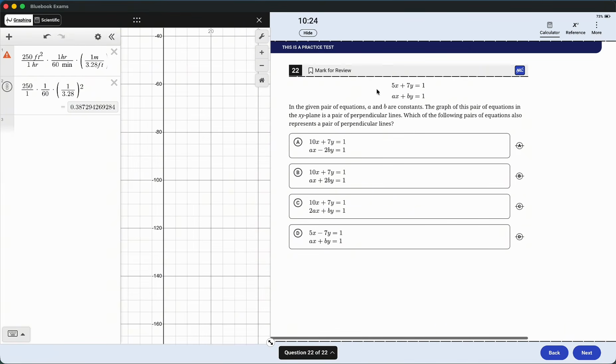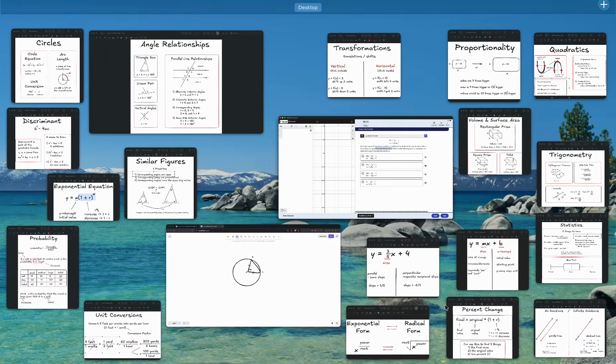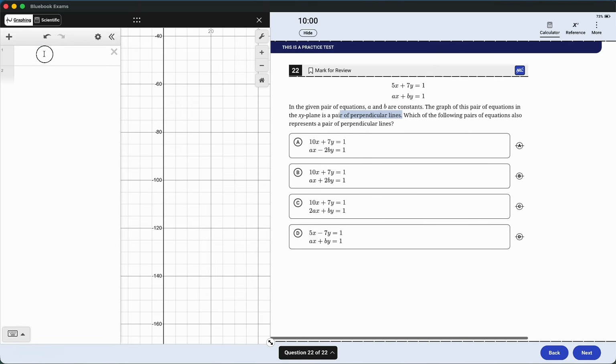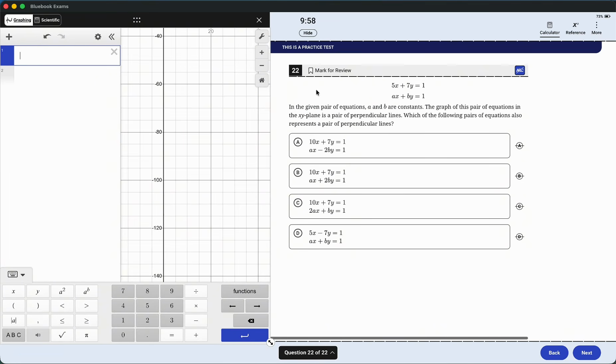Last question here gives us 2 equations. It says, in the given pair of equations, A and B are constant, and this pair of equations is perpendicular, right? So let's see, we got something over here about that. There it is. Parallel, perpendicular. You got to know these 2 words. Parallel, same slope. Perpendicular, what we're dealing with here. Opposite reciprocal slope, right? So you see over here, if I know slope is 3/5, perpendicular is -5/3. Hopefully that's pretty simple and basic for you, right?